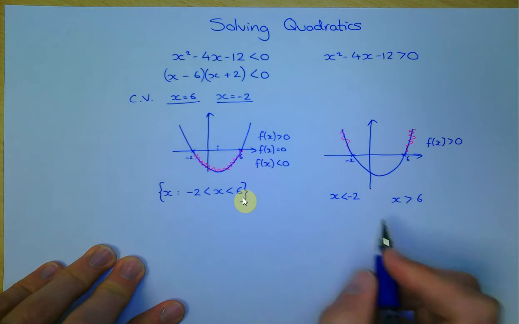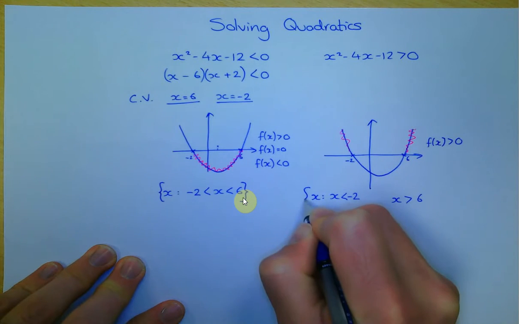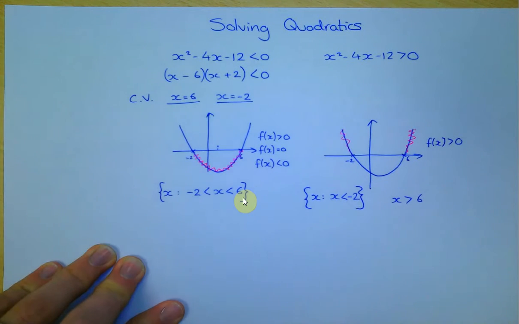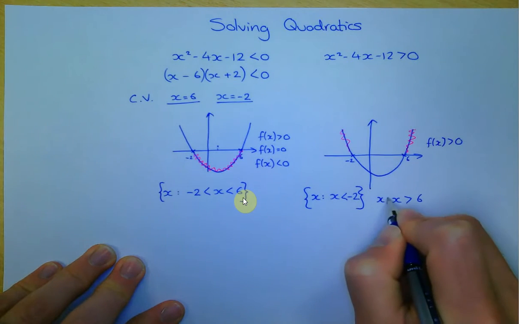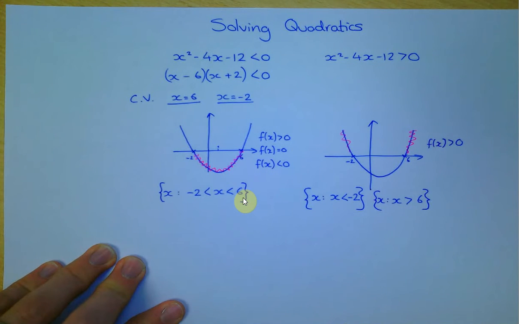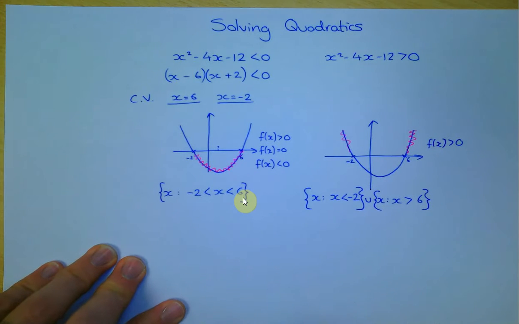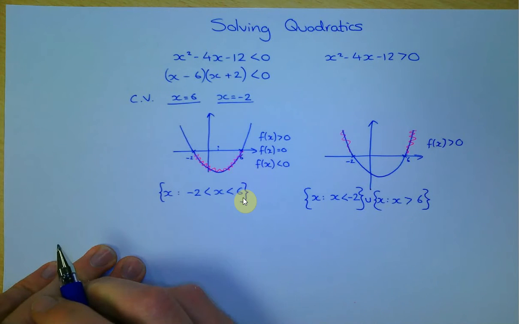So how do we do this with set notation? Well, you could say x is such that x is always less than -2, and x is such that x is always greater than 6. But because it can be here or here, we unionize those two together with our union symbol from our sets.